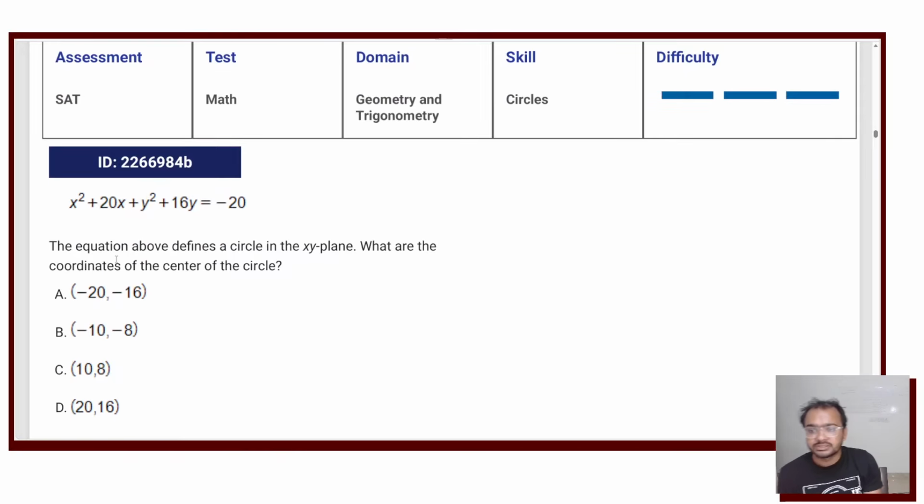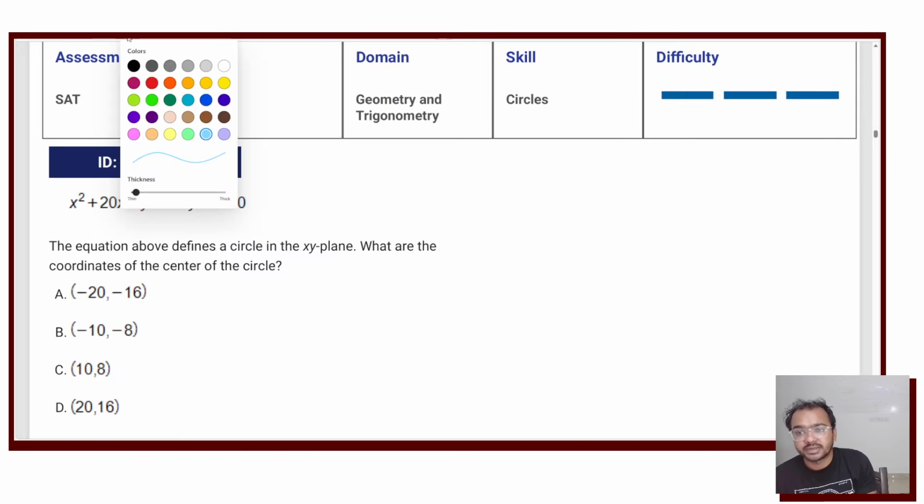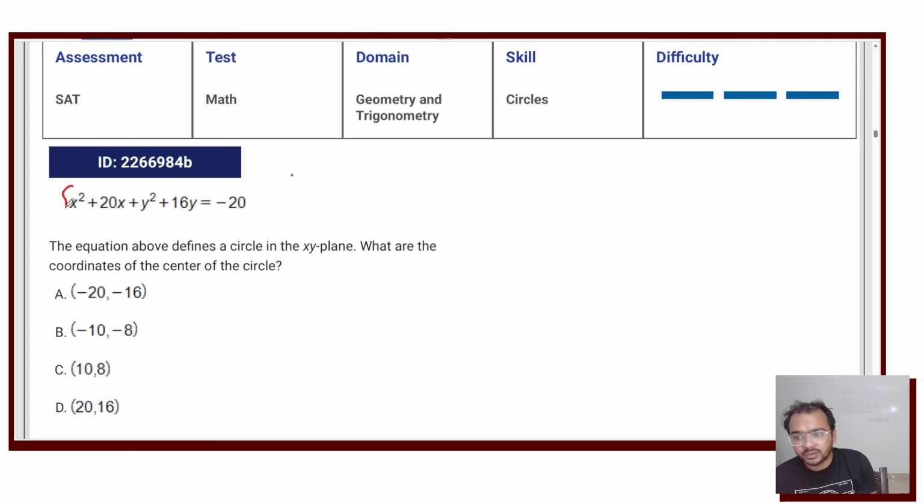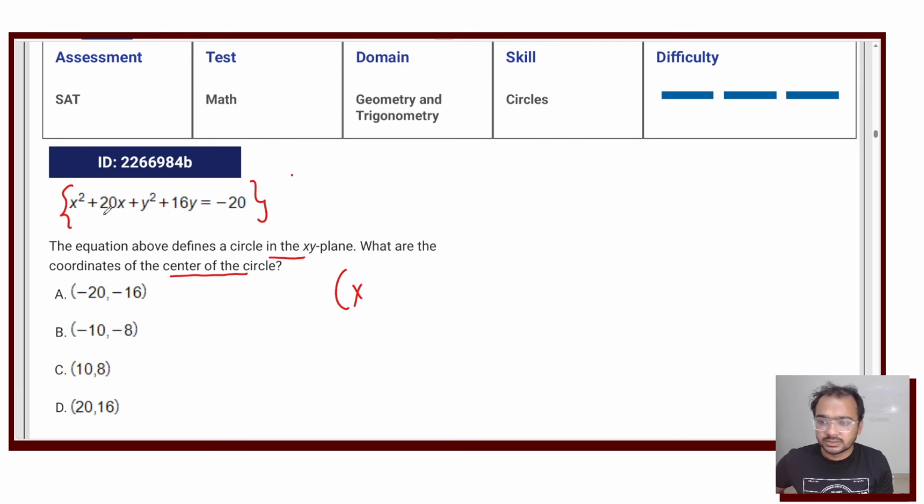Again, we have this equation of a circle, which is not in the standard form, but we learned a way where we can convert this to the standard form. Define a circle in the xy plane. What are the coordinates of the center? They just want the coordinates of the center. So what we need to do: write x. What is the coefficient of x? 20. Take half of this and write it here. So x plus 10 whole squared. And the same thing with y. You have 16, half of 16 will be plus 8.